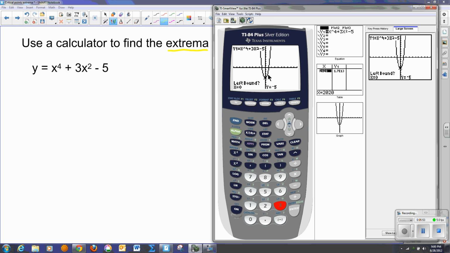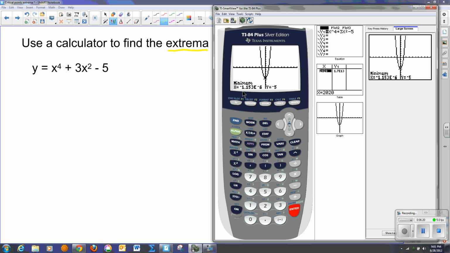It's going to ask me to go to the left of my lowest point, so I'm going to move a little to the left. I'm going to hit enter. Then I'm going to go to the right of that lowest point. I'm going to hit enter again. Again, that calculator does the dumb guess thing. And notice what I have is this value here of negative 1.15 e to the negative 6. That's scientific notation, which means it's pretty much 0.